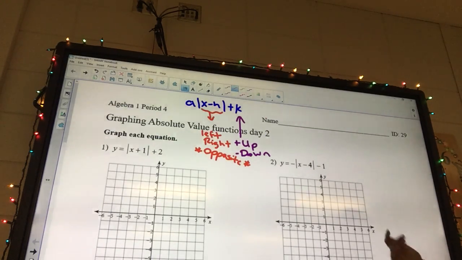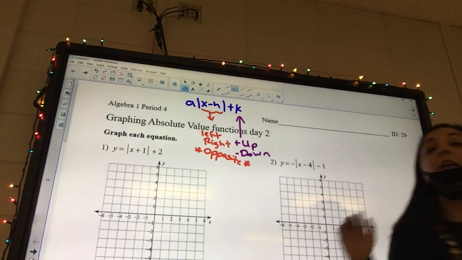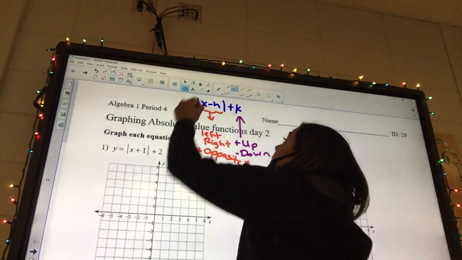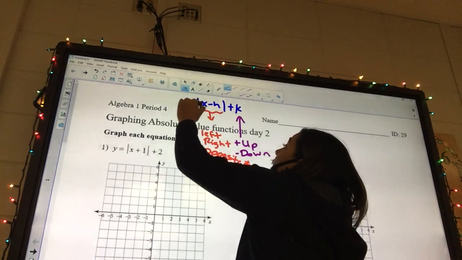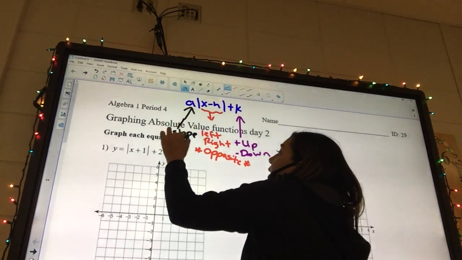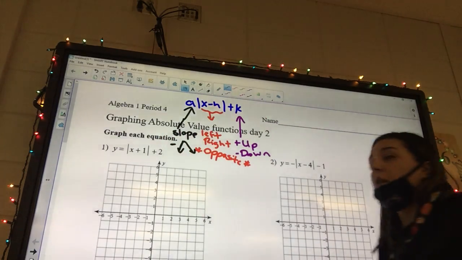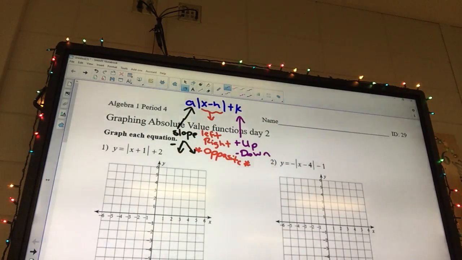And then the very last one, and this is what we're going to work on today that we didn't the other day, is this A, which is going to be our slope. Okay, and if it's a negative, the graph is going to be opening downwards. Okay, you have to have those notes. You don't have to have them memorized, but you have to have the notes in order for it to be able to work. Okay?